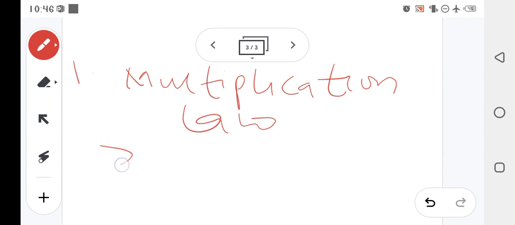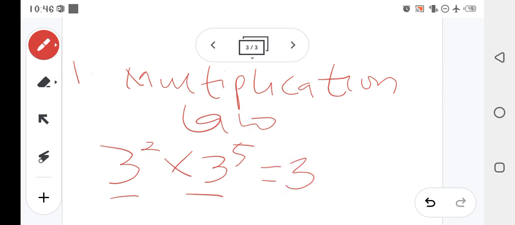So when you have 3 raised to the power of 2 times 3 raised to the power of 5, you can see that the bases are the same, 3 and 3. So the law states that you will add the powers together, meaning that 3 raised to the power of 2 plus 5 becomes 3 raised to the power of 7. So that's all about that.